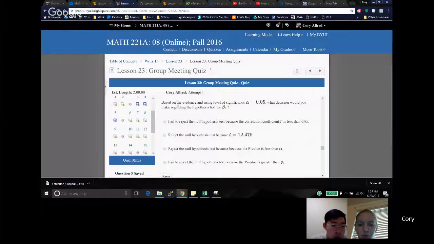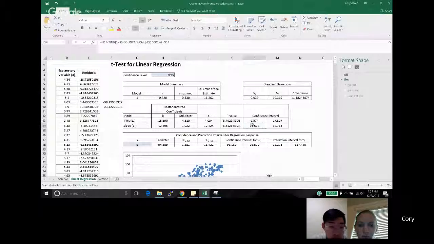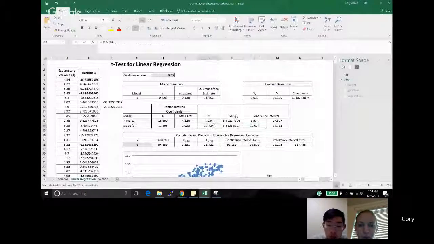For the evidence, the level of significance, is the p-value higher or lower than that? It is lower. Where did you find that? There's our level of significance at 0.05. And over here, it gives us our p-value for B1. It's 10 to the negative 24, super, super small. Fail to reject because it's, no, that's not right.